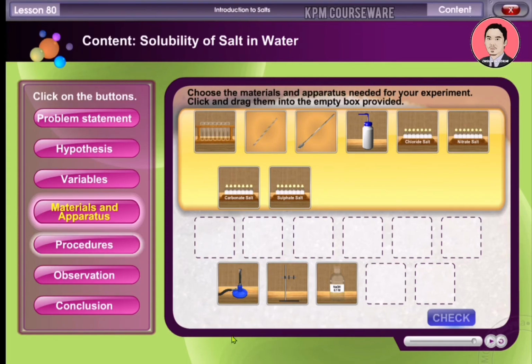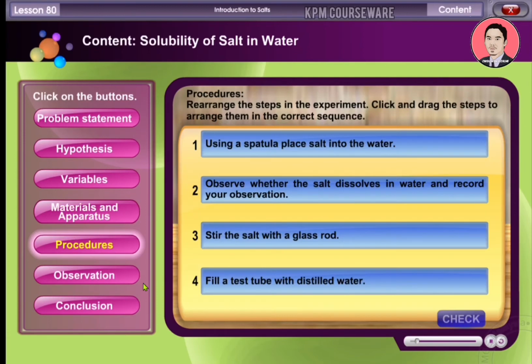Congratulations! Procedures. Rearrange the steps in the experiment. Click and drag the steps to arrange them in the correct sequence. Click the Check button when you have finished.